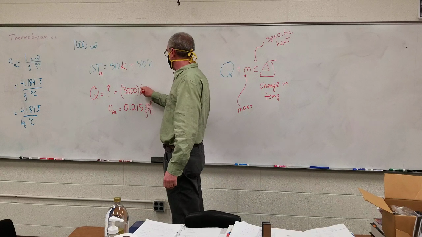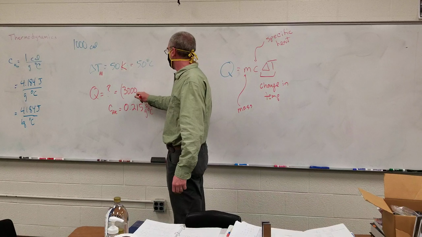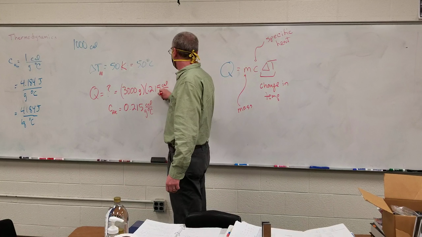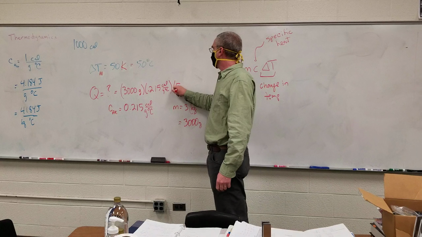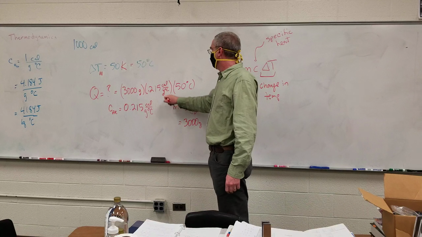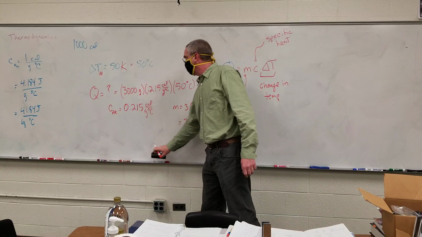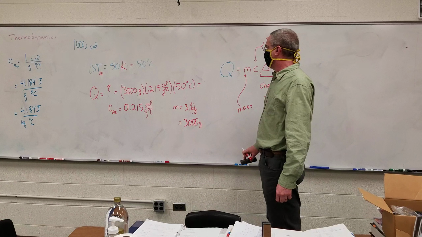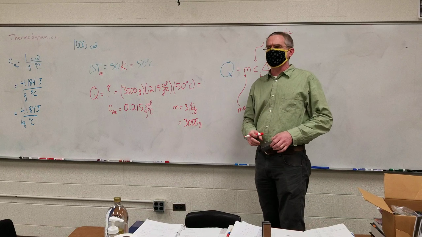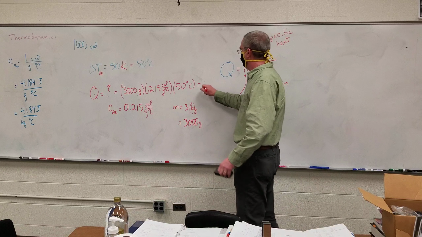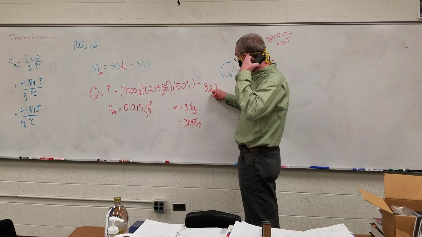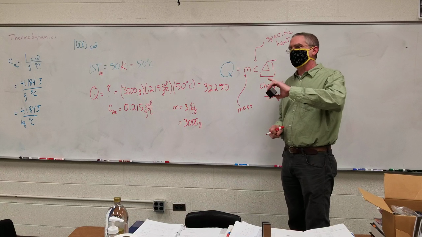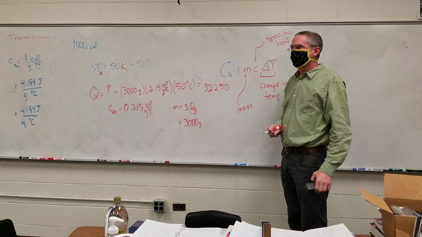And so this will be 3,000 times our specific heat. Let's put units in at this point. So that's 3,000 grams times 0.215 calories per gram degrees Celsius times our change in temperature of 50 degrees Celsius. It should be somewhere just above 32,000. 32,250. That's what I got as well.